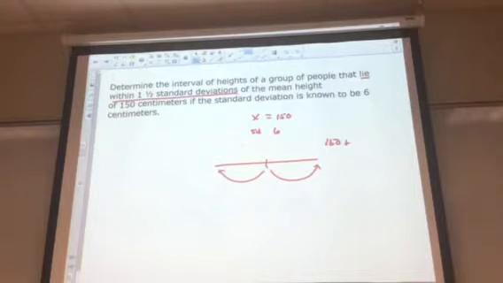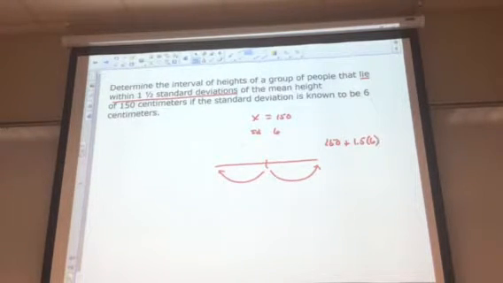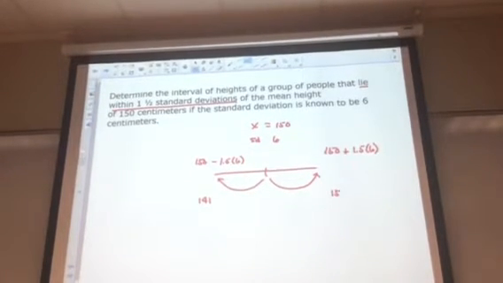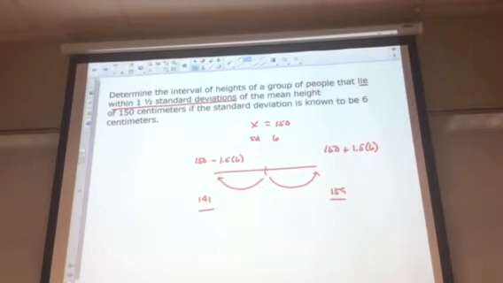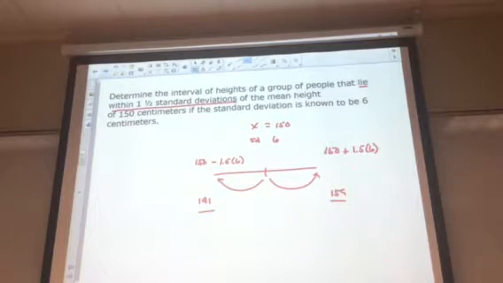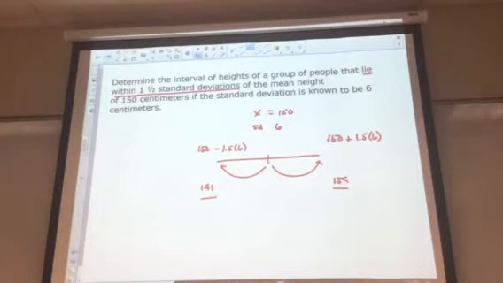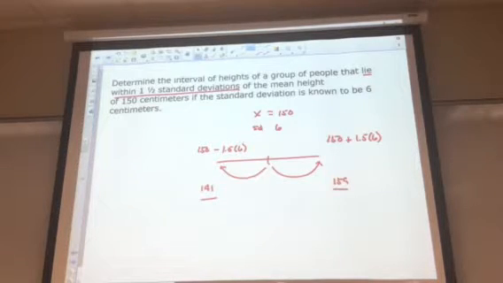150 plus 1.5 groups of 6. 150 minus 1.5 groups of 6. Well, 1.5 times 6 is 9, so I know that this is going to take me to 141, and I know that this is going to take me to 159. So there are my interval values between 141 and 159. I will be within 1.5 standard deviations. We don't have an area for that because it takes calculus to do that unless it's exactly 1, exactly 2, exactly 3.